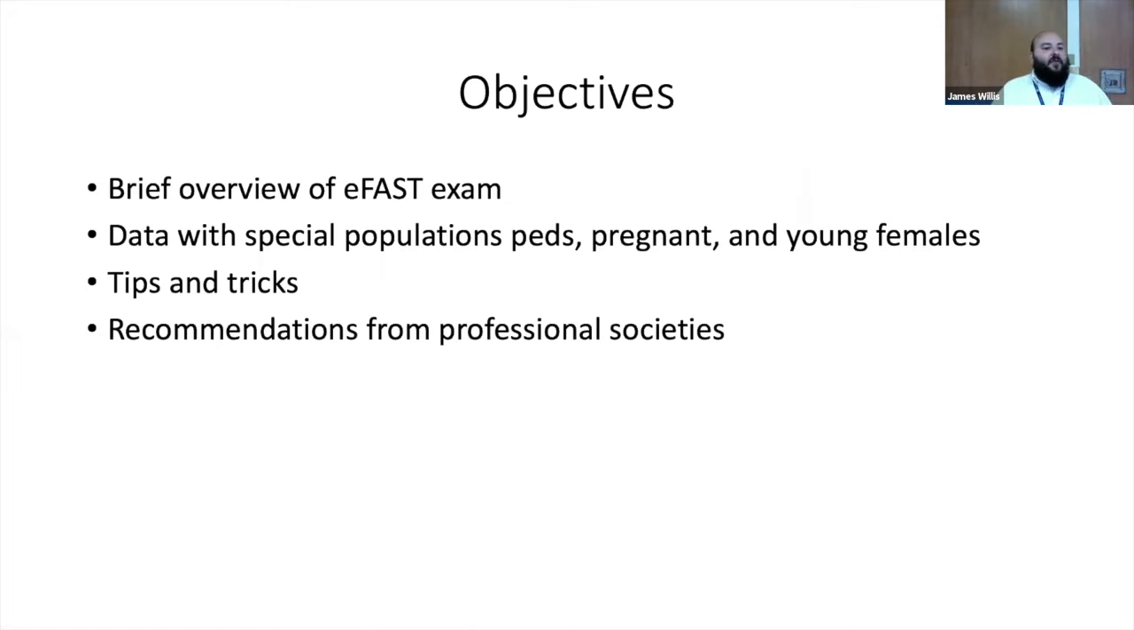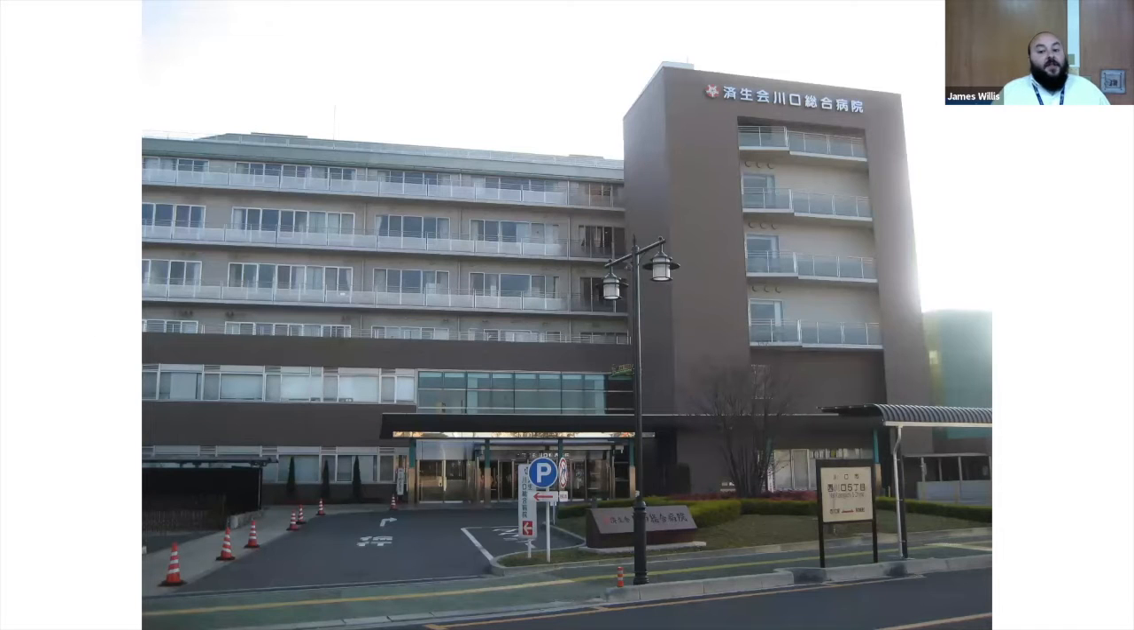So just an overview, we're going to do a little review of the eFAST exam. We're going to discuss data with the special populations, specifically regarding pediatrics, the pregnant population, and young females. We'll go over some tips and tricks for the exam, and we'll discuss some recommendations from the professional societies regarding the eFAST exam. We'll start with a little history.